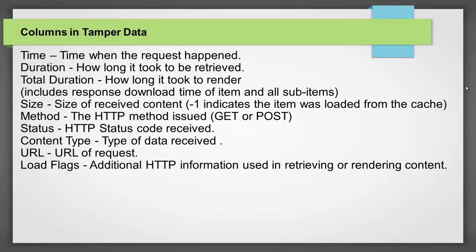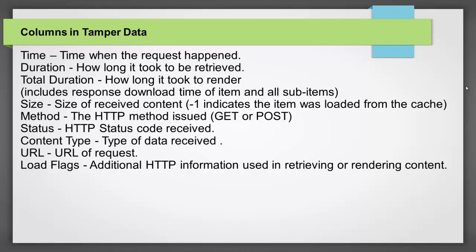Then the method column indicates the HTTP method issued, whether it was GET or POST. The status column tells us the HTTP status code that was received. The content type column tells us the type of data that was received. The URL column tells us more about the URL of the request. The load flags column tells us about the additional HTTP information used in retrieving or rendering the content. So these are the different columns in the Tamper Data Mozilla Firefox add-on.